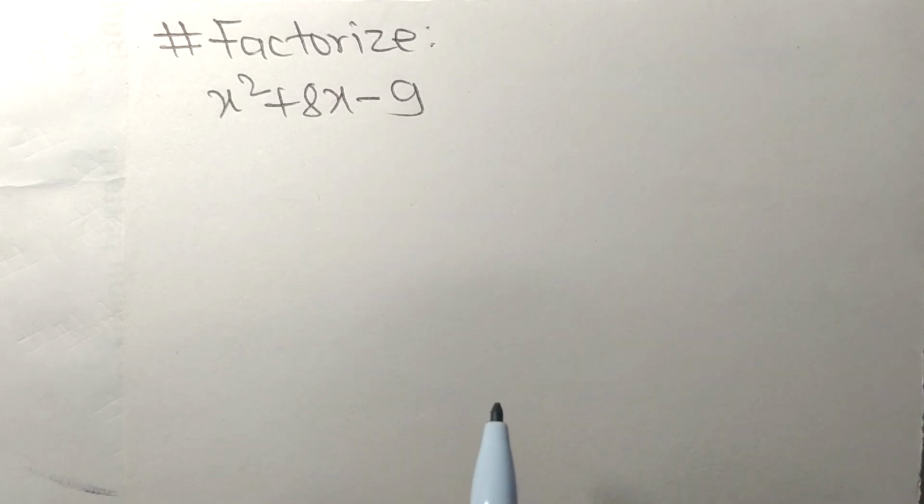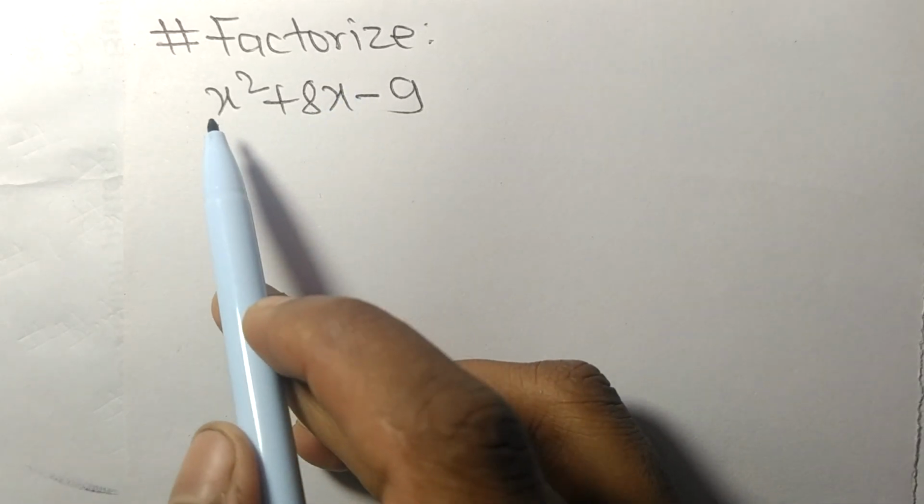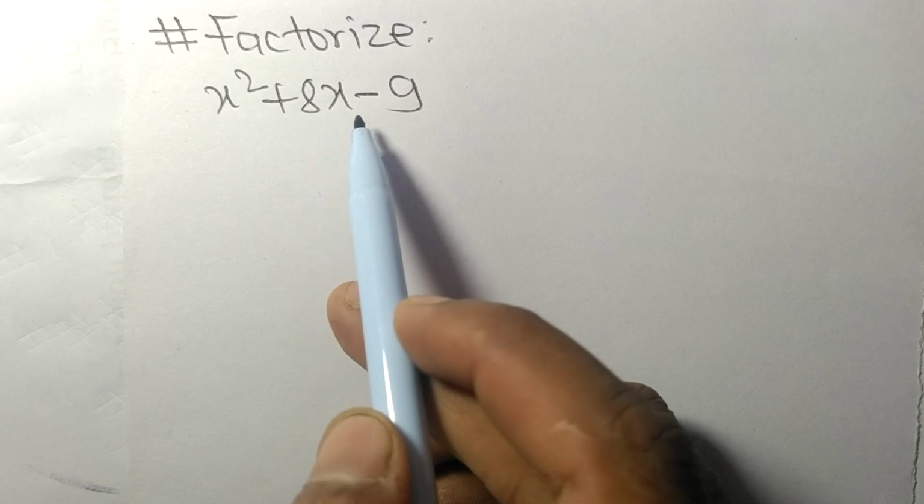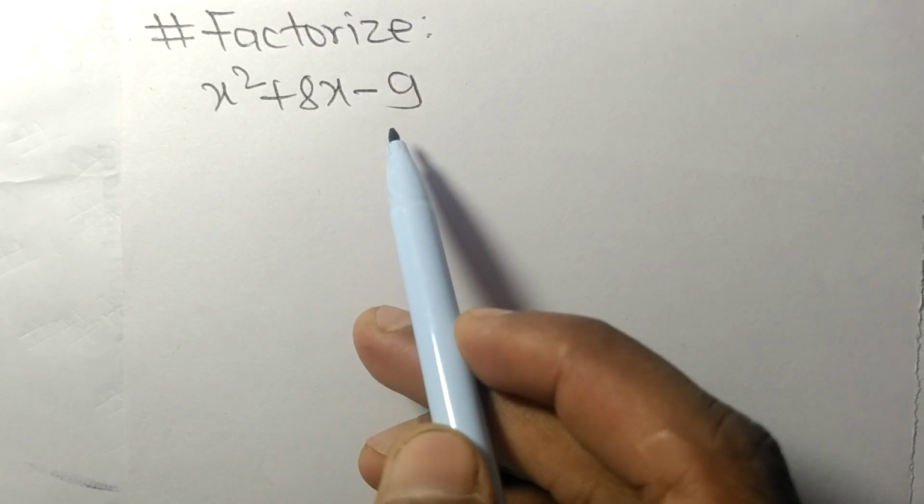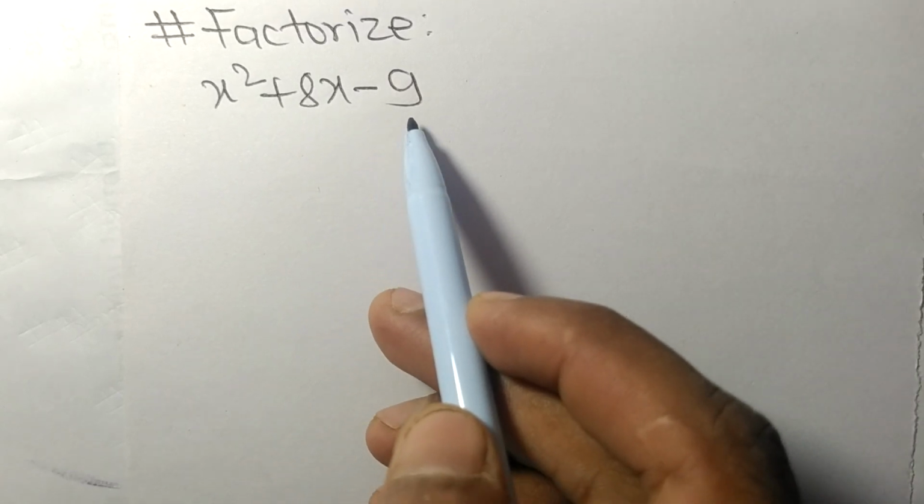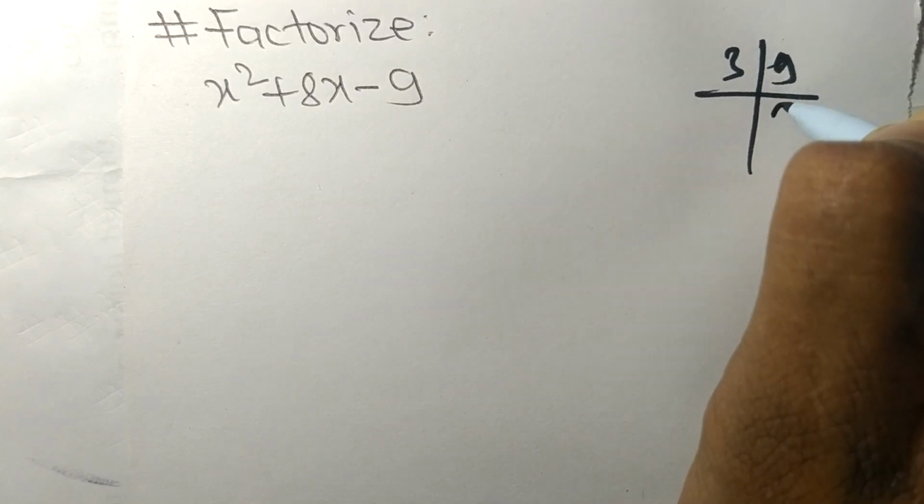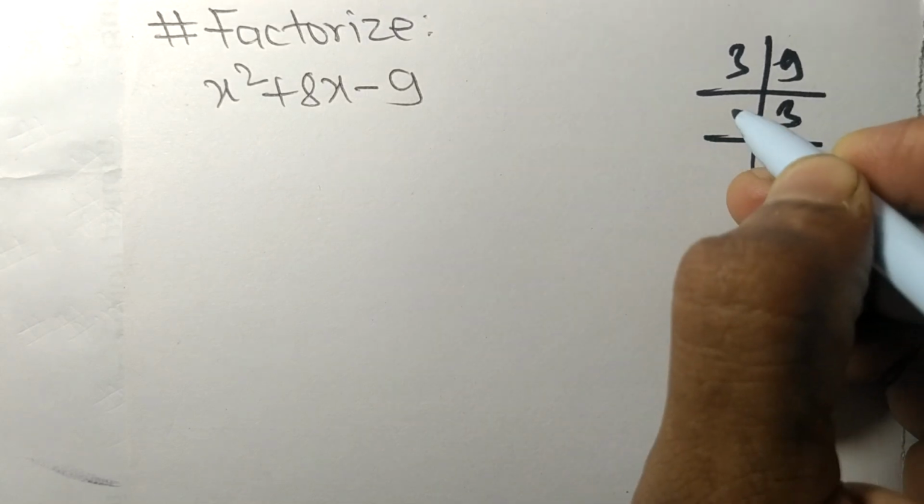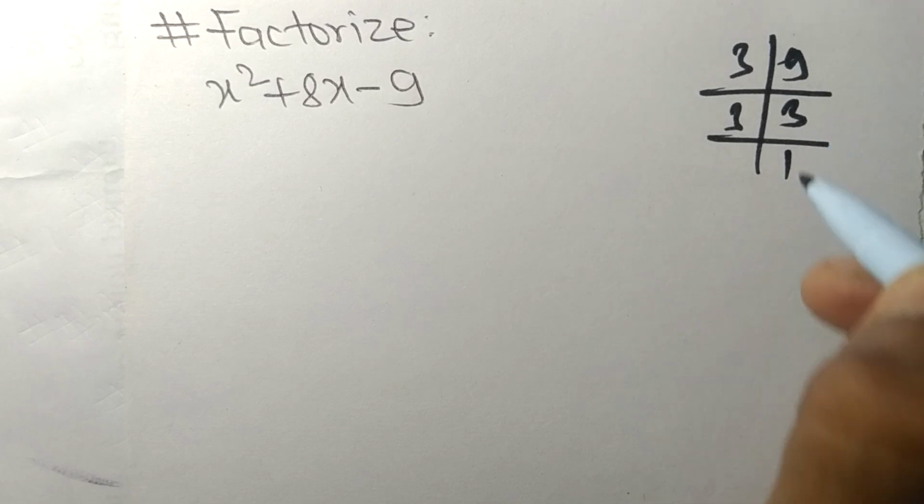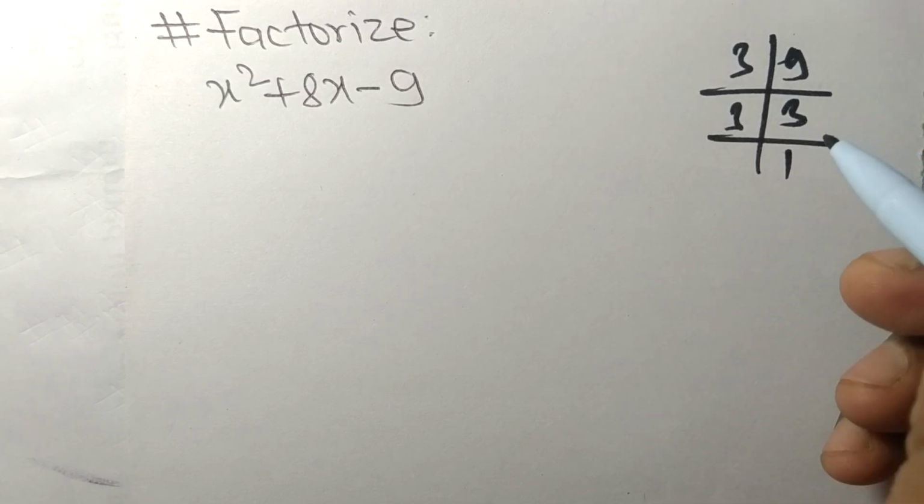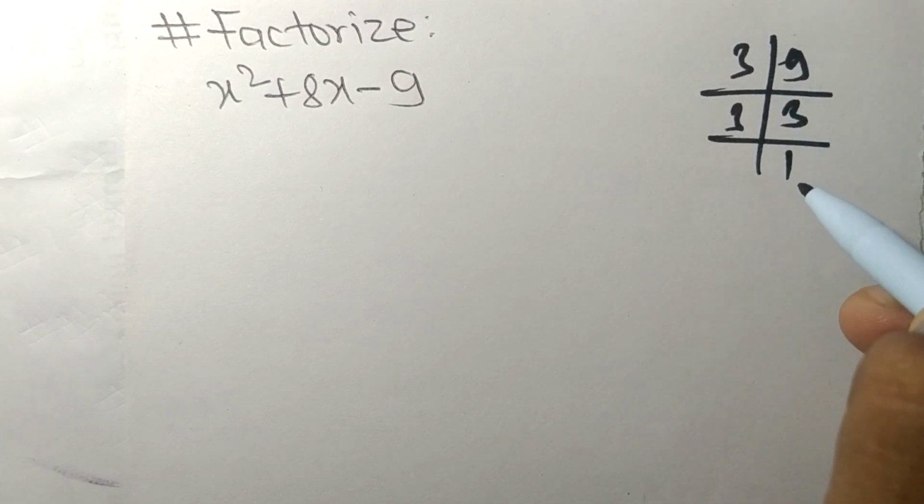So today in this video we shall factorize x square plus 8x minus 9. So first we factorize the last number 9. So it is 3 times 3 means 9 and 3 times 1 means 3. So the numbers we got are 3, 3 and 1.